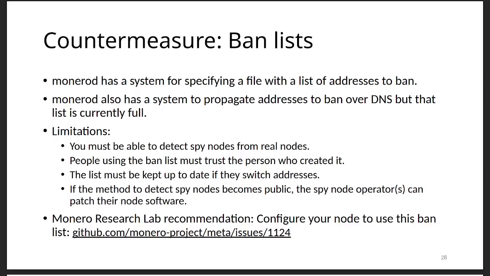Monero has a system for specifying a file with a list of addresses to ban. Monero also has a system to propagate addresses to ban over DNS, but that list is currently full.